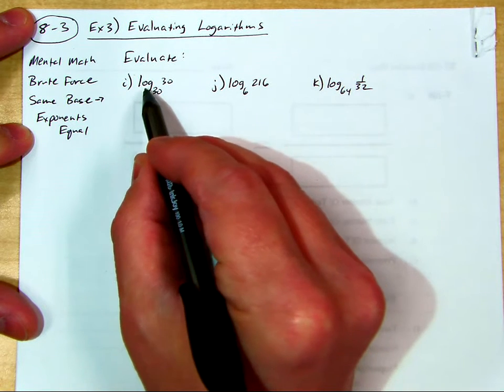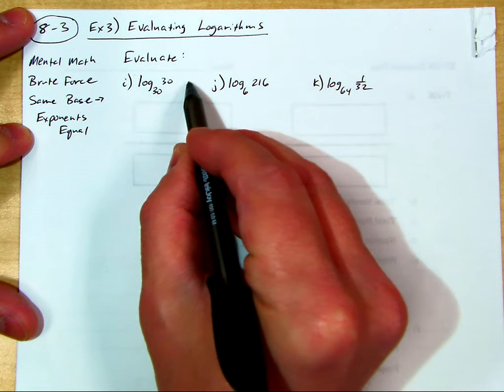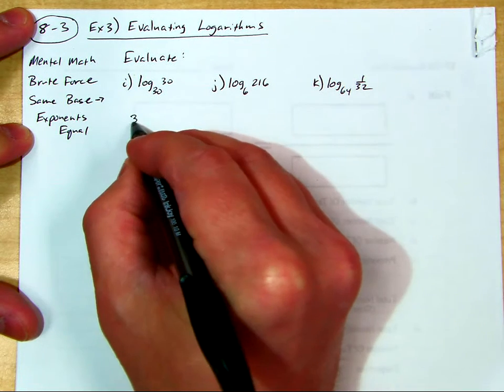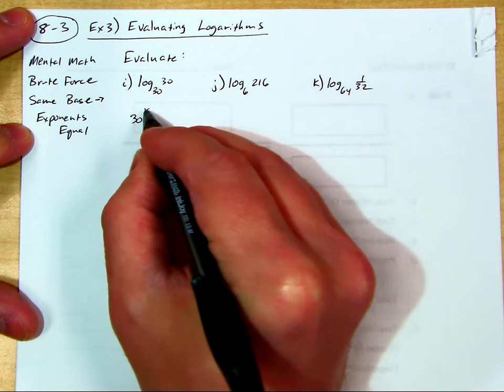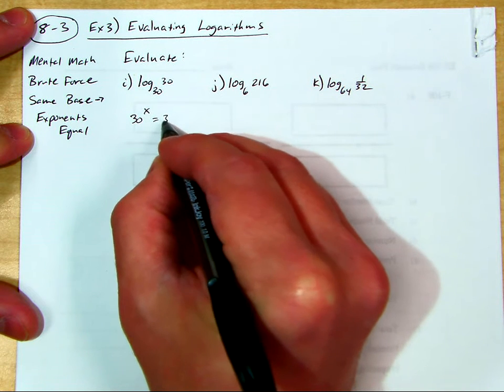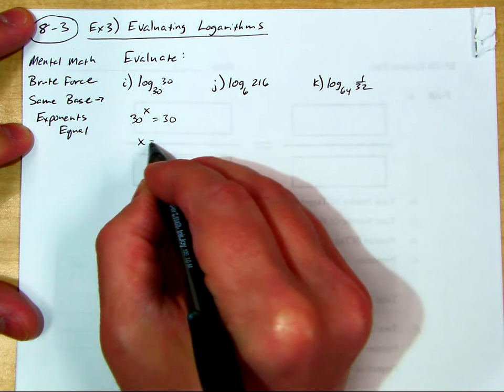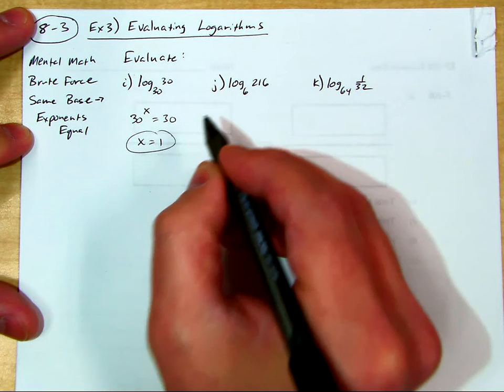Remember, this is log goes swirly, so it's 30 to some power x, that's what we're trying to find, equals 30. So let's write it like that. 30 to some power, this is what I'm trying to find, equals 30. Well, 30 to what power equals 30? This is going to be an easy mental math one, so x equals 1.